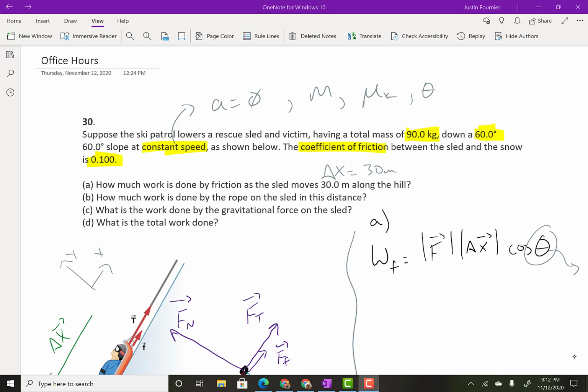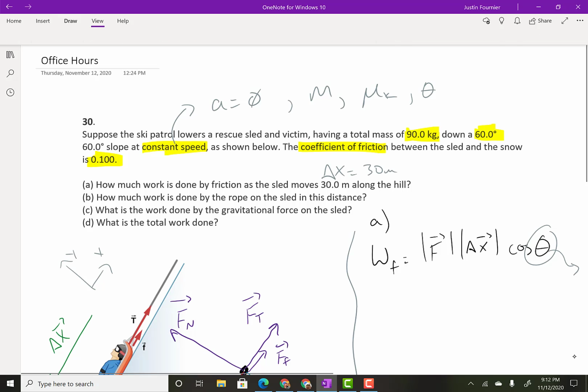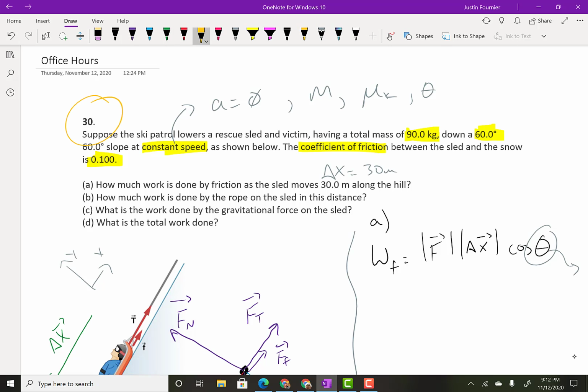All right, hi everybody. So this was something that people asked about, which was Chapter 7, number 30 here, and I remember it was a big issue last year too. So I'm gonna do this. Okay, here we go.